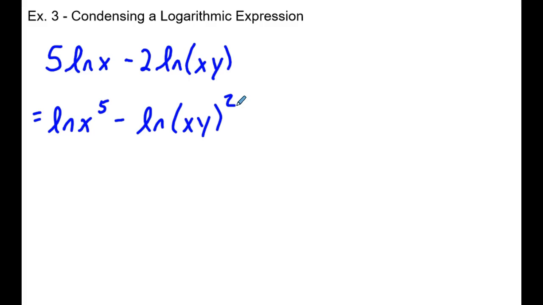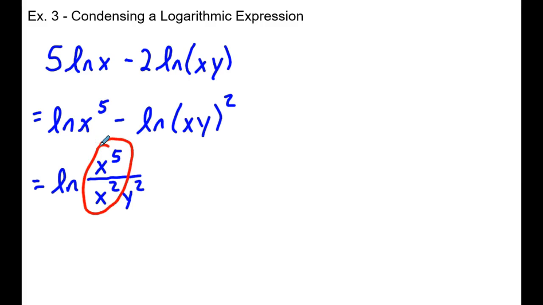Now we're going to look and see if we can apply the product or the quotient rule. We have subtraction, so we know we need to apply the quotient rule. So now we can write this as one logarithm. We have the natural log of x to the 5th divided by, and we can distribute this exponent to both the x and y variable. So over x squared times y squared. Now looking at this, we have a common base x being divided, so we can simplify that by subtracting those exponents. Last step, we have the natural log of x cubed over y squared.